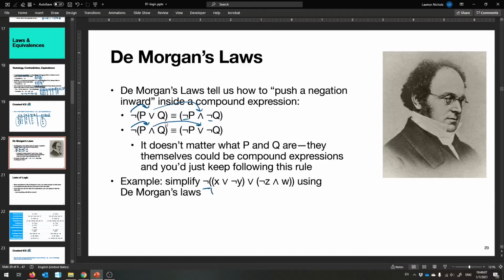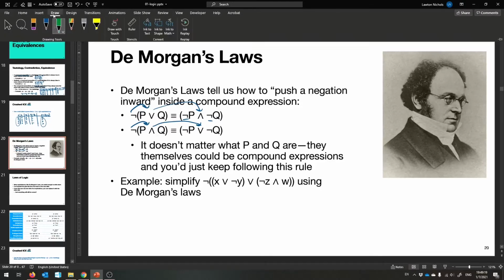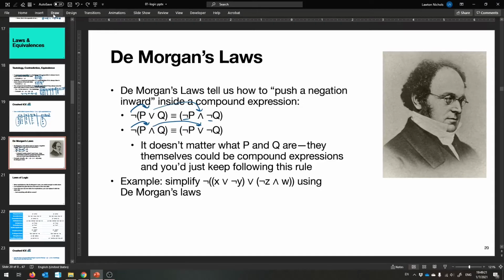See that there are two parentheses, a parenthesized statement full of parenthesized statements. I'm going to push that negation as far as possible using De Morgan's laws. Okay? So let's break this down into chunks so we can consider it's the not of two things, this quantity and this quantity. So I want to push that negation in to both of them.